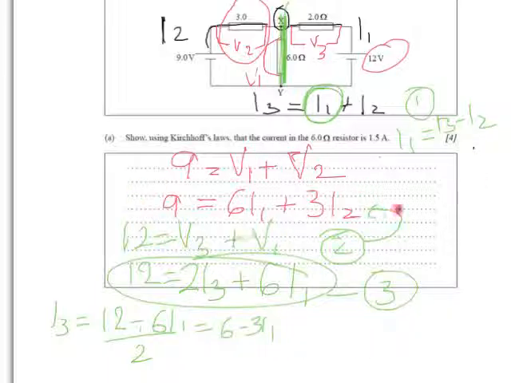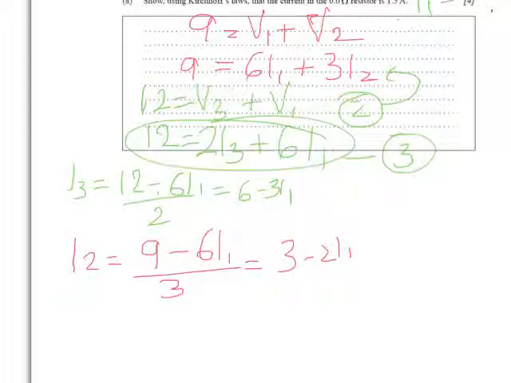Okay, so we will eventually put that in here, but now we're going to do exactly the same with this equation, so we can have an expression for I2. Okay, so as you can see, you have I2 equals 9 minus 6I1 over 3, which simplifies to 3 minus 2I1. Okay, so we have I3 in terms of I1, and I2 in terms of I1.